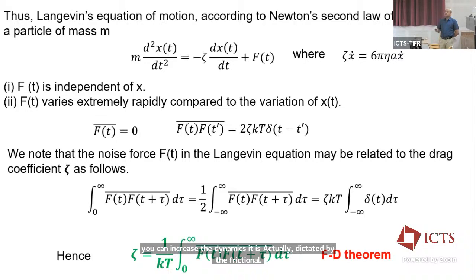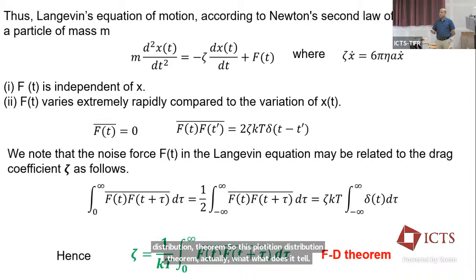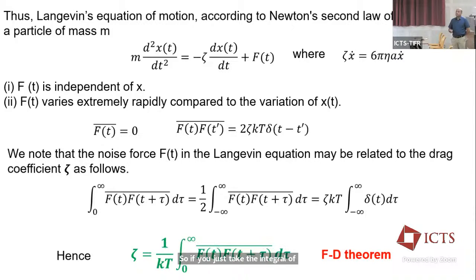So that is basically the fluctuation dissipation theorem. What does it tell us? It relates the frictional force and the random force. If you take the integral of this correlation, F(t) into F(t plus tau), over time, then we can write the correlation in that way, and this is the even function ultimately. You can change the limit, and this one is nothing but the delta function, and the integral of the delta function is always one, so ultimately you will get that one.